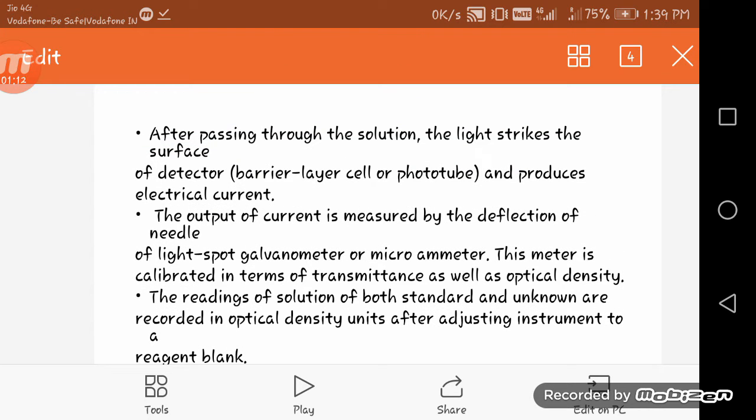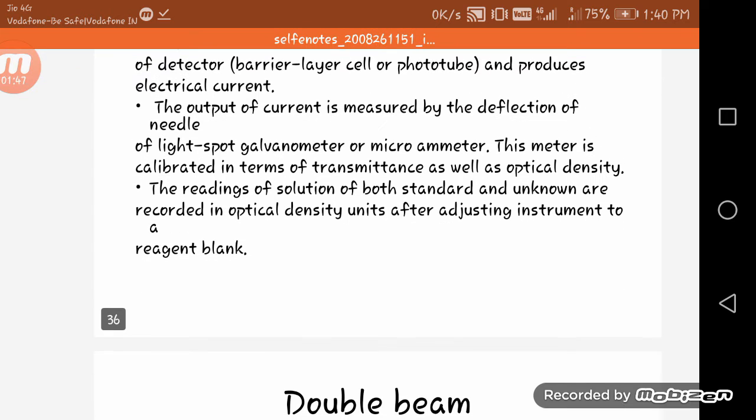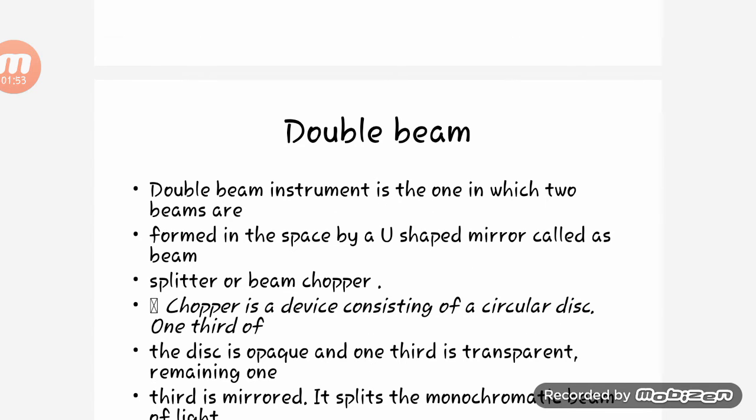After passing through the sample, the light strikes the surface of the detector, which we call a barrier layer cell or phototube, and produces an electric current. The output of the electric current is measured by the deflection of the needle of a light spot galvanometer or microammeter. This meter is calibrated in terms of transmittance as well as optical density. The readings of both the standard and unknown solutions are recorded in optical density units after adjusting the instrument to a reagent blank.